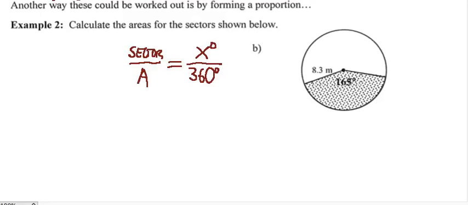So this proportion that you see here on the screen, where I've got sector over total area equals x degrees over 360 degrees. In a situation like this, you might say, I don't really see how this helps me that much. You'll see if we do the example here, right? You just say to yourself, let me go through the proportion, and whenever I know a piece of information, I'm going to put it in its appropriate spot, right?